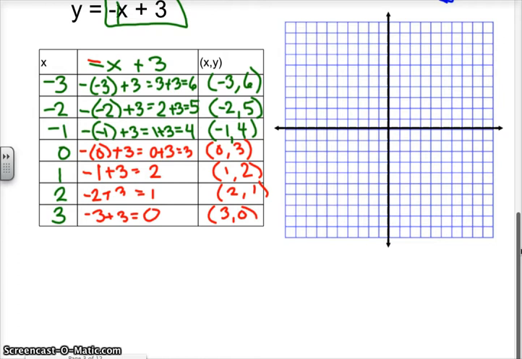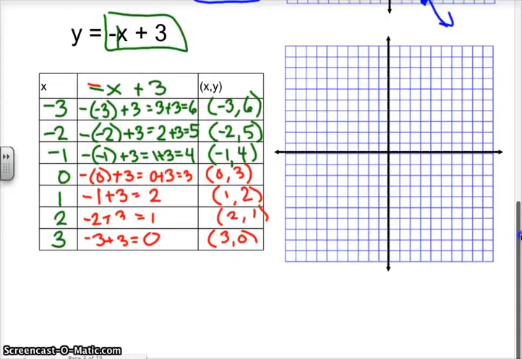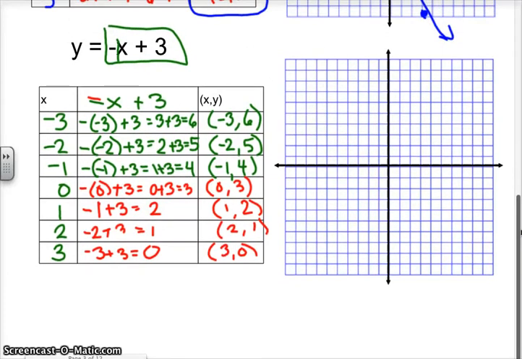Now I plot it. I want everybody to plot it right now. You shouldn't have to watch me do it. At this point, you should be able to just start plotting. You look at the points, you start plotting independently. So for negative 3, 6, it looks like I'm going to the left 3 and then up 6. I'd be right here. Negative 2, 5, left 2, up 5. Negative 1, 4, left 1, up 4.